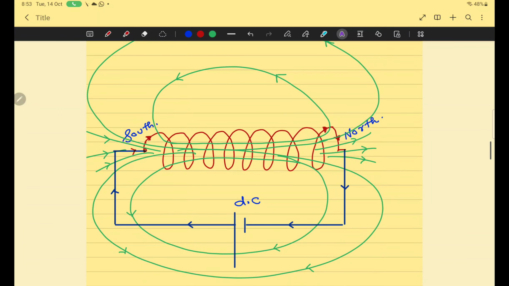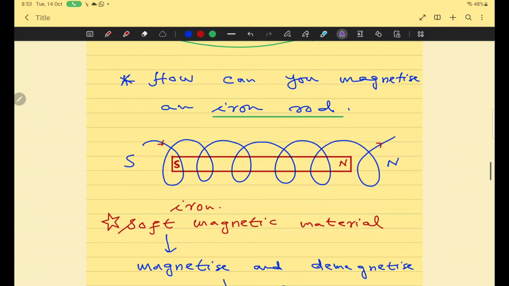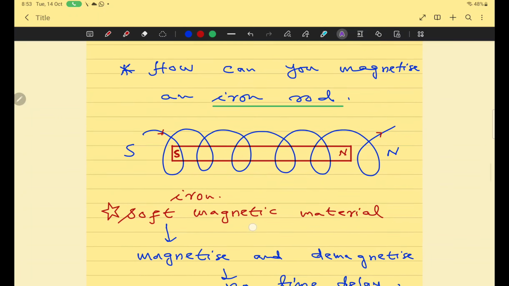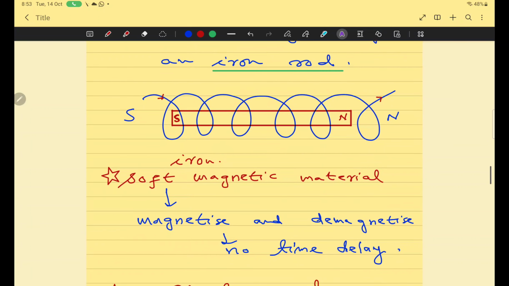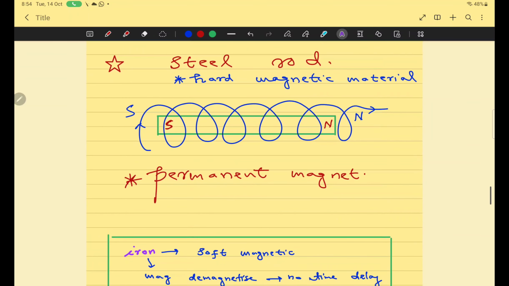Then we studied a solenoid. A solenoid is a coil of wire. When electric current passes through a solenoid, then north pole and south pole are formed. I have taught you the rule where the north pole and south pole are, but you should practice drawing the magnetic field around a solenoid. Then we studied that if you place an iron rod inside a solenoid, the iron rod is a soft magnetic material. As current passes through the solenoid, it becomes magnetized. When current is switched off, it demagnetizes. There is no time delay. But a steel rod takes time. It is a hard magnetic material.